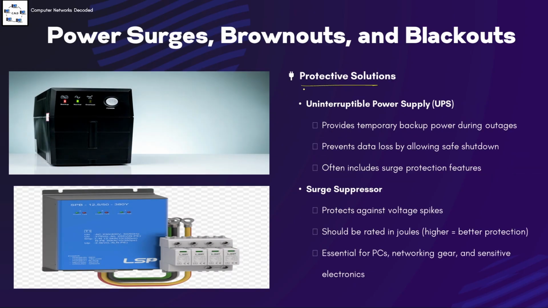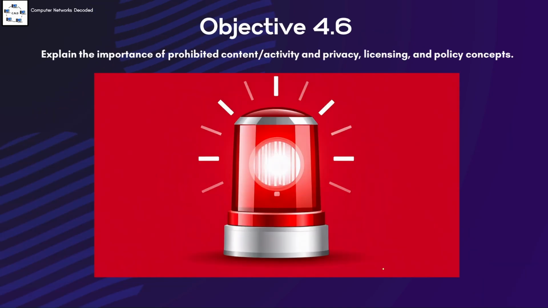So what are some protections against power problems? The first one is the UPS, that is uninterruptible power supply. This provides temporary backup power during outages and it prevents data loss by allowing safe shutdown, and it often includes surge protection features. Next is the surge suppressor. This protects against voltage spikes and it should be rated in joules. The higher the rating, the better the protection. And it is essential for PCs, network equipment, and sensitive electronic components.